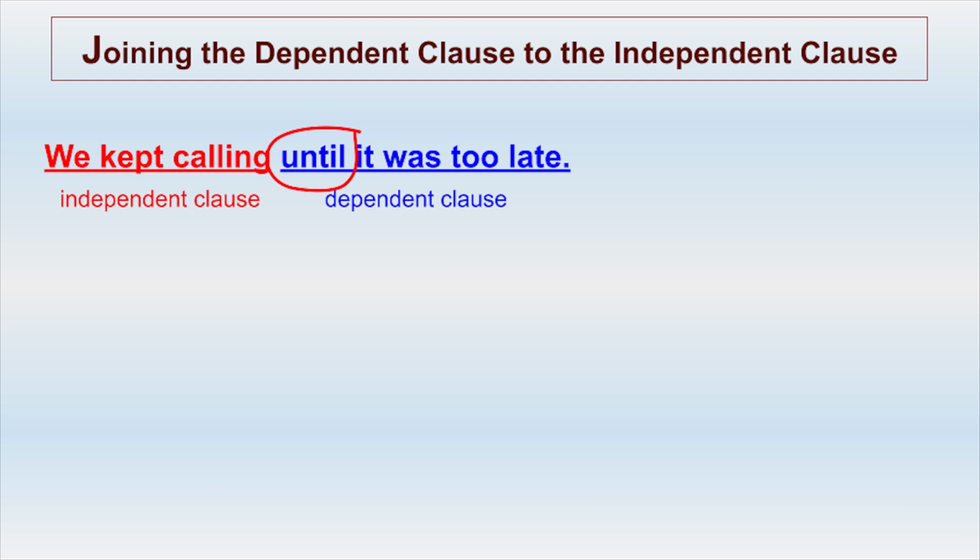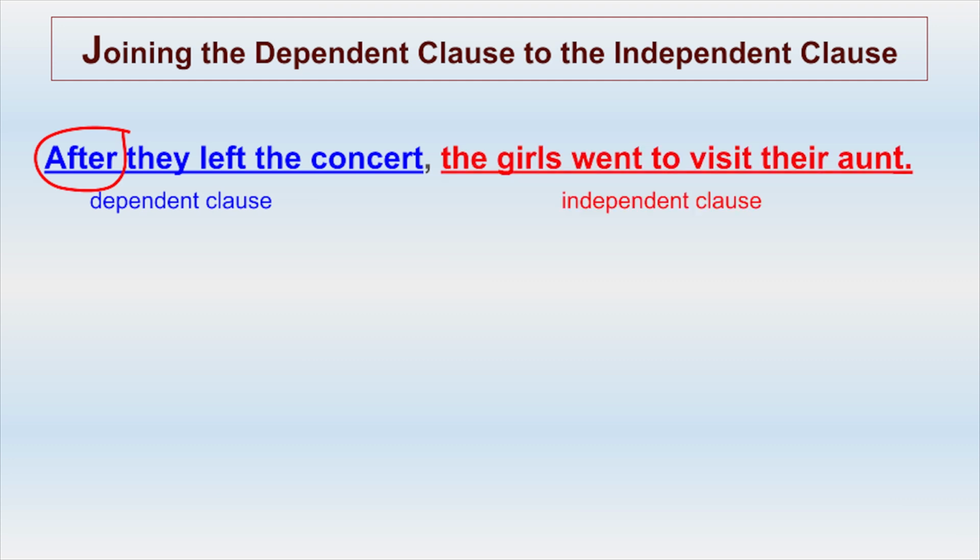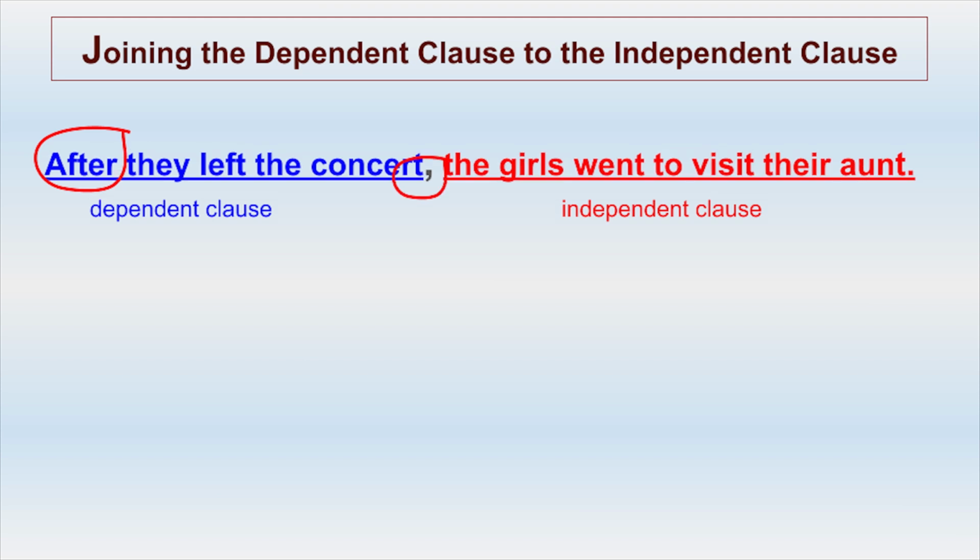And our last example is, after they left the concert, the girls went to visit their aunt. After they left the concert is the dependent clause. It does not express a complete thought. It starts with the subordinating conjunction after. The girls went to visit their aunt is the independent clause. It expresses a complete thought. Because the dependent clause precedes the independent clause, a comma is used to separate the clauses.